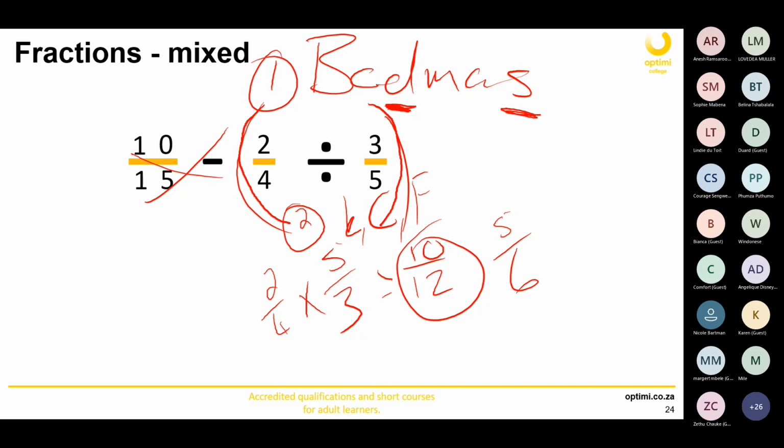Okay. All of you with me up to that stage? Great. And now I can say 10 over 15 minus 5 over 6. Okay. And now I can work with a common denominator. What's the common denominator that you would choose?